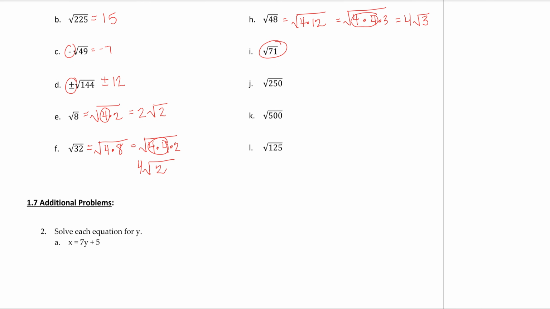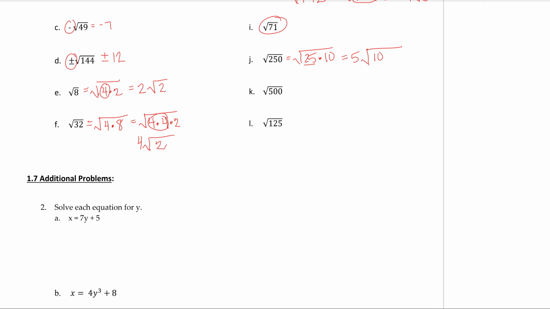All right, so J, 250. Well, I notice that it has a 0 on the end, so I know I'm going to be multiplying it by a 10. So it can be broken down into the square root of 25 times 10. I can take the square root of 25, which gives me 5, and I look at that 10 and I go, okay, 10 is made up of 2 and 5, and neither one of those can I take the square root of. That 10 remains underneath our square root.